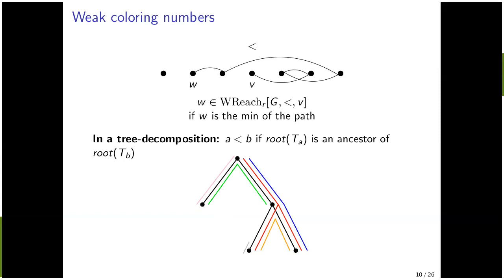Okay, so from this remark on trees, we can lift it to graphs of bounded tree width using a tree decomposition. There is a very natural ordering we can take if the graph has a tree decomposition: A is smaller than B if the root of TA is an ancestor of the root of TB. So we look at the vertices which are the highest in the tree TA and in the tree TB, and we compare them in the tree. Again, this is only a partial ordering, but we can take any linear extension, and that will do.